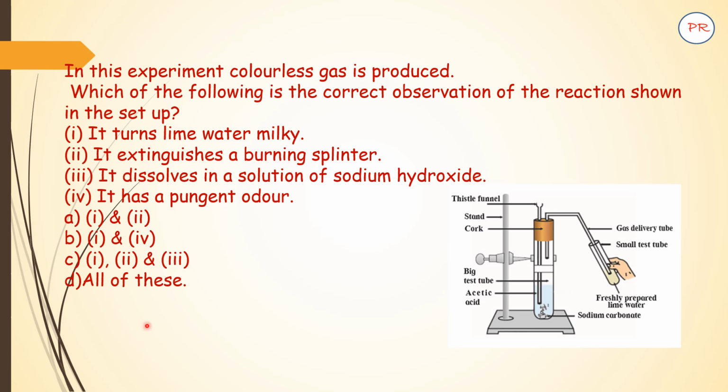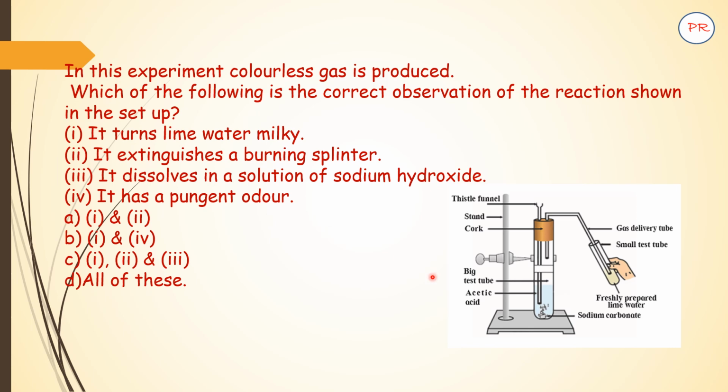In this question you can see that in this experiment a colorless gas is produced. Which of the following is the correct observation of the reaction shown in the setup? The first one, gas turns the lime water milky. Second one, it extinguishes a burning splinter. Third one, it dissolves in a sodium hydroxide solution. Fourth, it has a pungent odor.